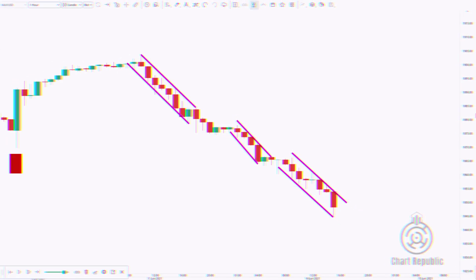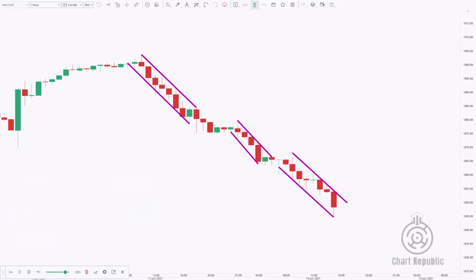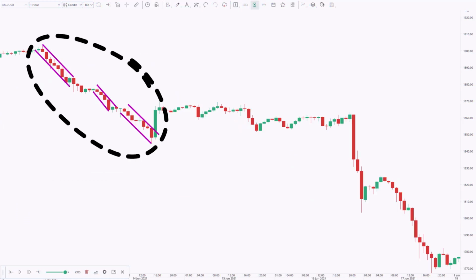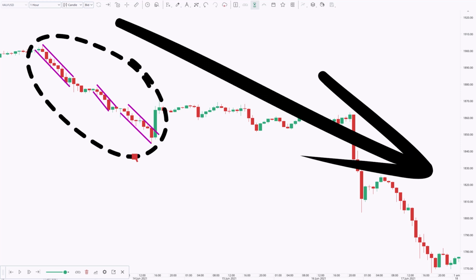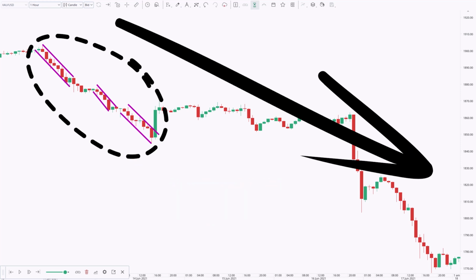While it's true that consecutive microchannels can sometimes signal the start of a strong trend, in my experience they aren't particularly common in the markets. When they do occur, they're typically more useful for gaining insights into the market's structure than for providing a clear-cut trading strategy with precise entry and stop-loss points.